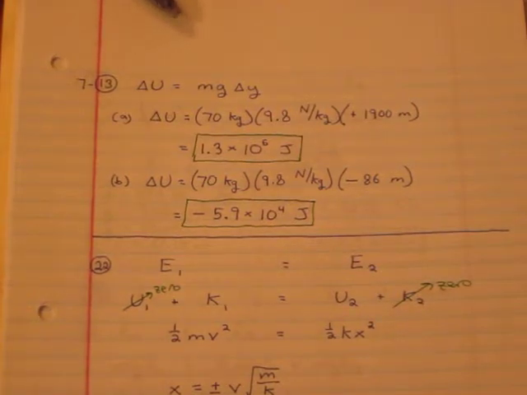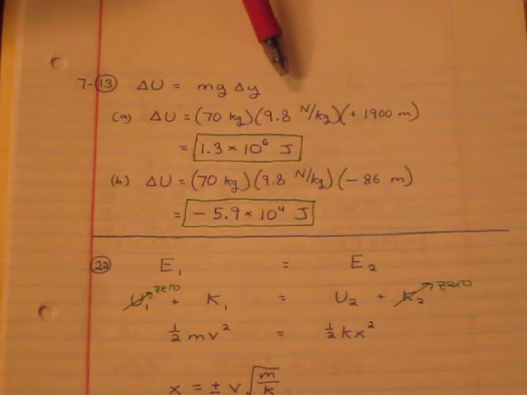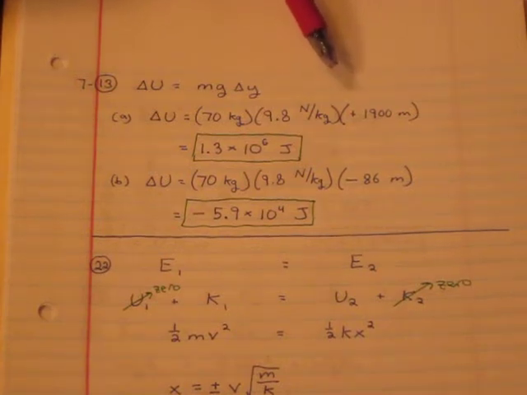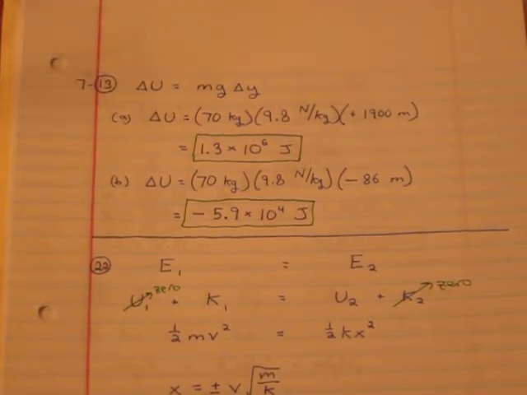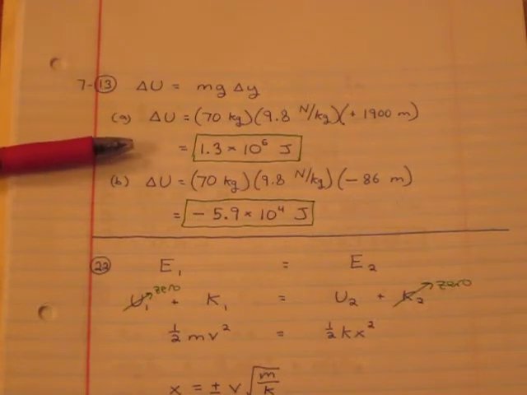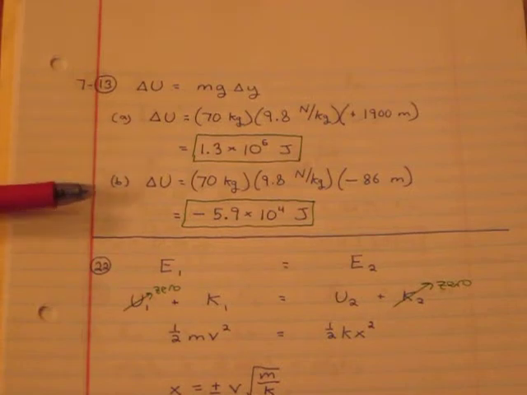So delta U is mg times delta y. The potential energy is mass 70 kilograms times 9.8 newtons per kilogram times whatever the height above zero is. In the case of part A, it's plus 1900 meters. In the case of part B, it's negative 86 meters. So the answer for part A is 1.3 times 10 to the 6th joules, and B is negative 5.9 times 10 to the 4th joules.